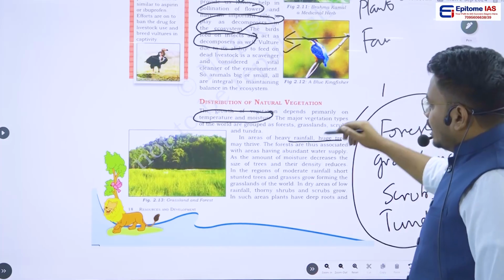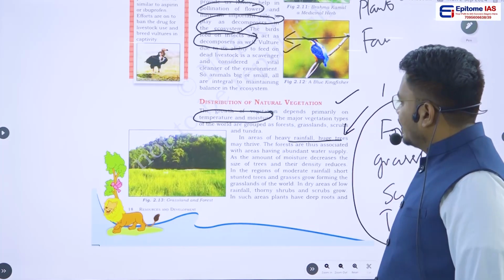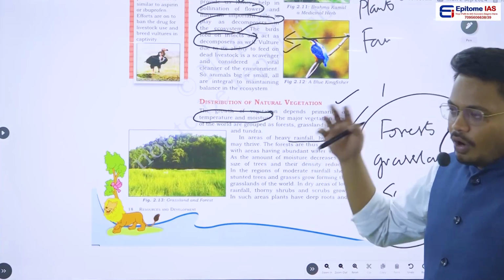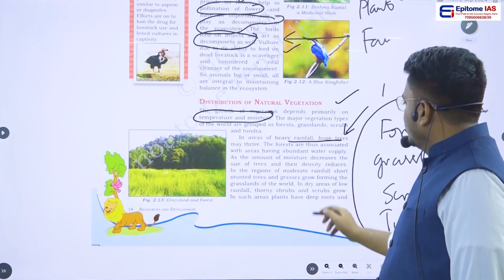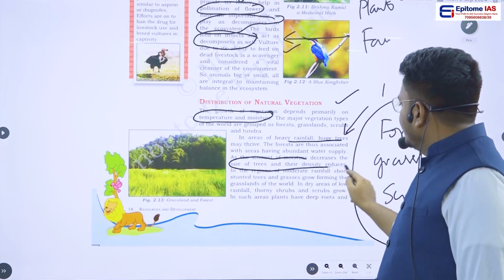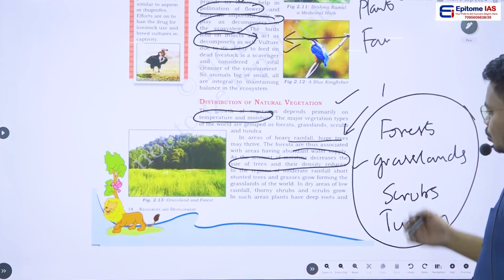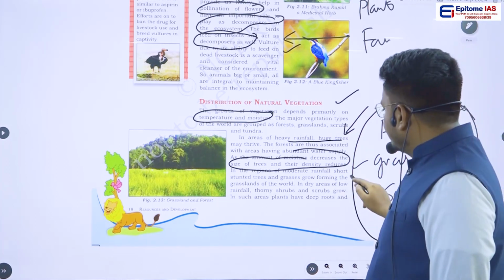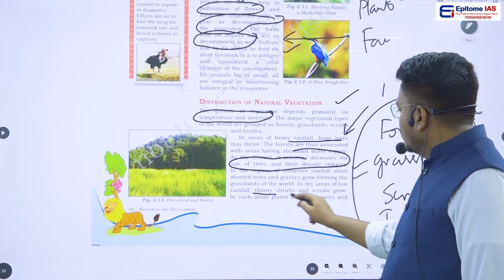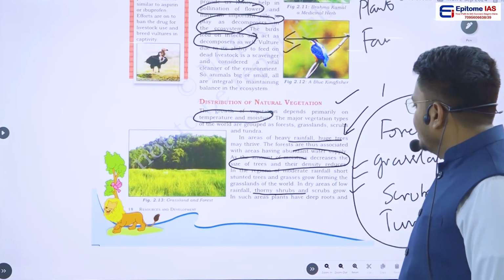And earlier we told that temperature and moisture play a major role in the growth of vegetation. If the moisture is high, obviously the growth of plants will be high. When the moisture is reduced, what happens? Obviously, the density and the size of the trees would be reduced. In regions of moderate rainfall, you will have short trees as well as grass. And in dry areas and low rainfall regions, you will see shrubs, thorny shrubs, and small shrubs growing.